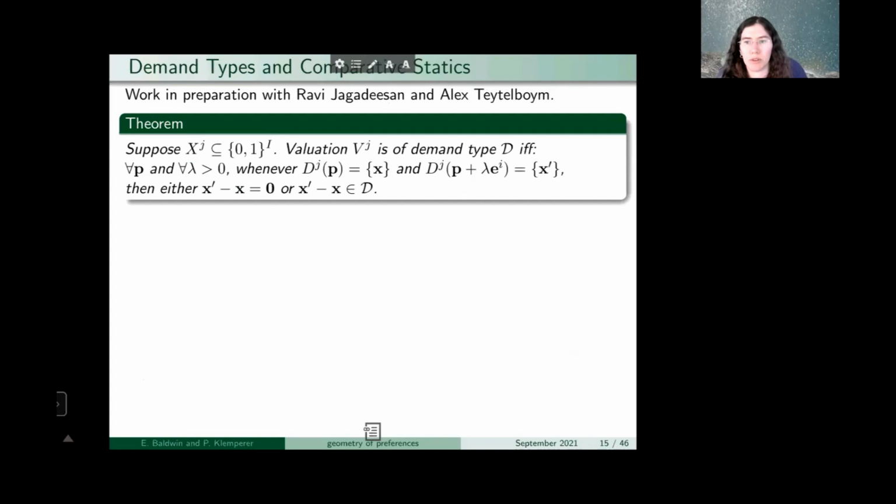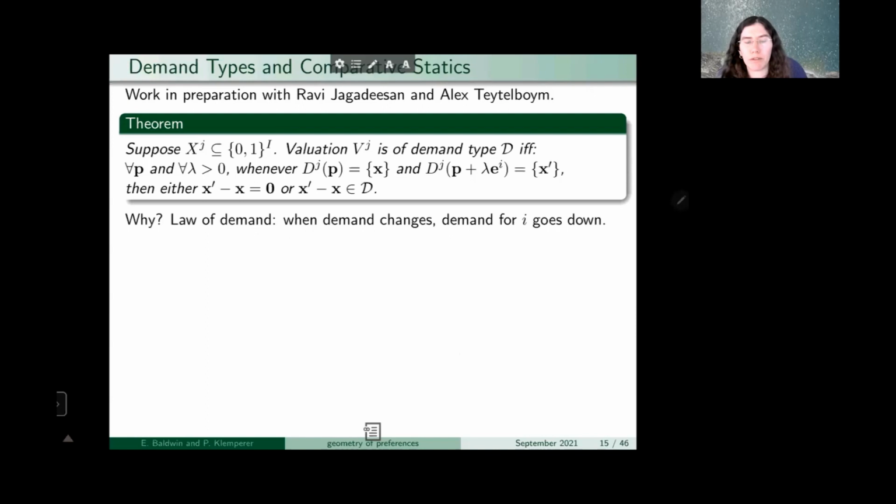So it's clear that if you're not of that demand type, then that property won't hold, because there will be an opportunity to do facet normal times weight equals change in demand, which won't be in that set. So if you're not in demand type, that property can't possibly hold. Why does that property imply that you're in the demand type?